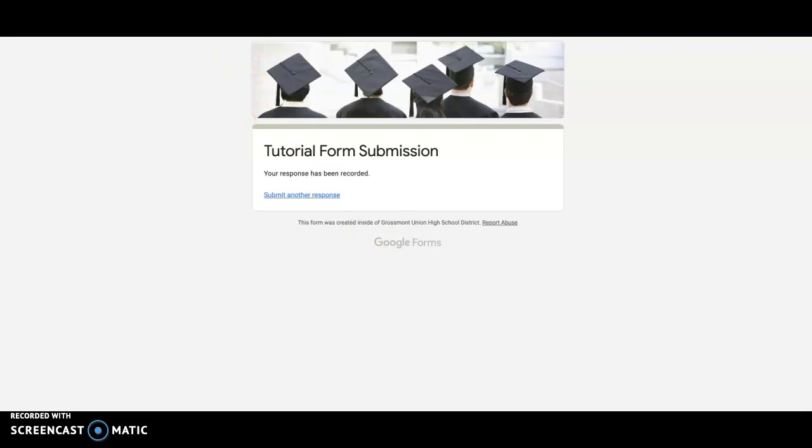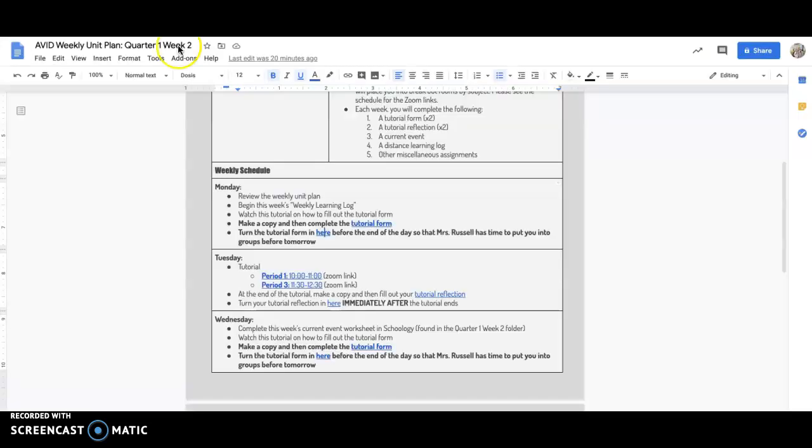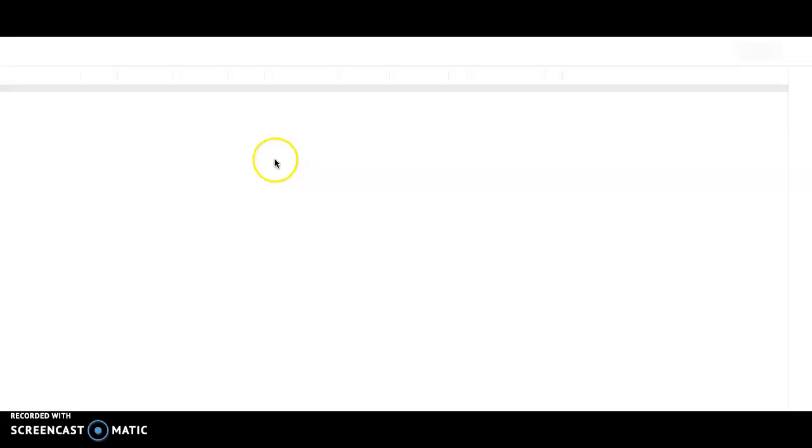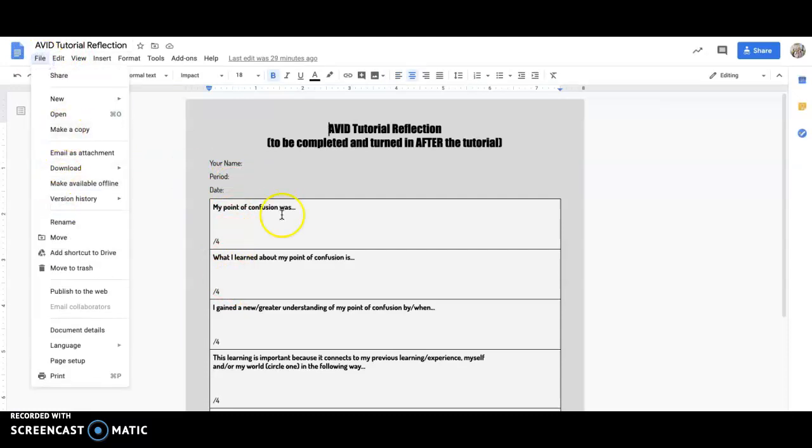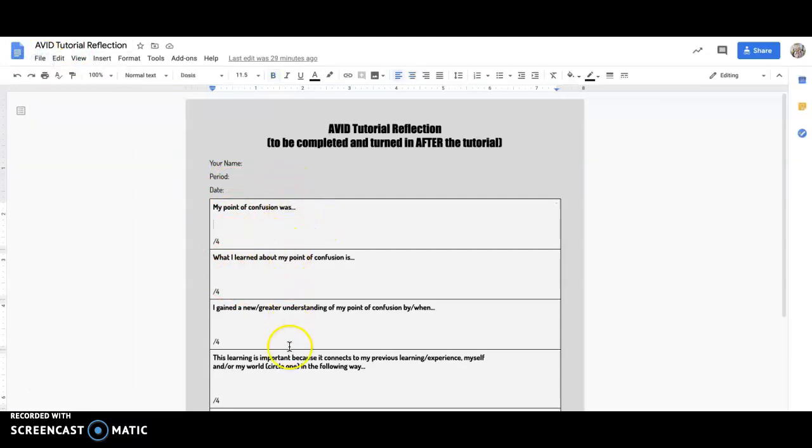Then you're going to go through your whole tutorial with your tutors, with your group members, and at the end of your tutorial, your group or your tutor is going to give you a little bit of time to fill out your reflection. And you'll find your reflection on the day of the tutorial. So if it's Tuesday, it says at the end of the tutorial, please make a copy of your tutorial reflection. It looks like this. And you're going to answer all of the questions on your tutorial after you make a copy, right down here, make a copy. You're going to answer all these questions.